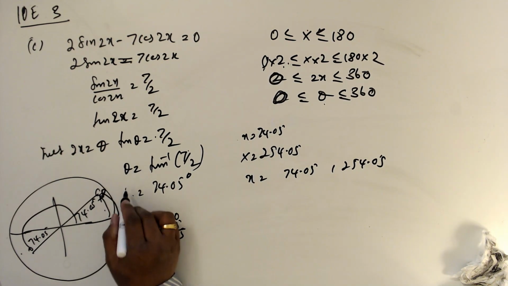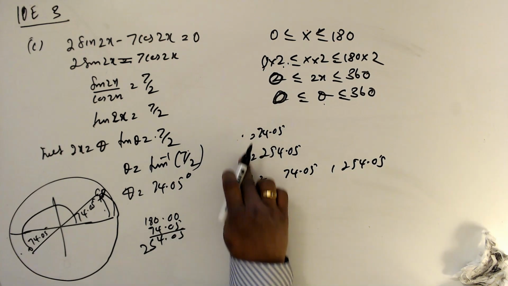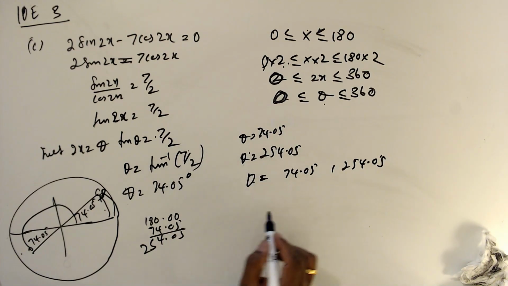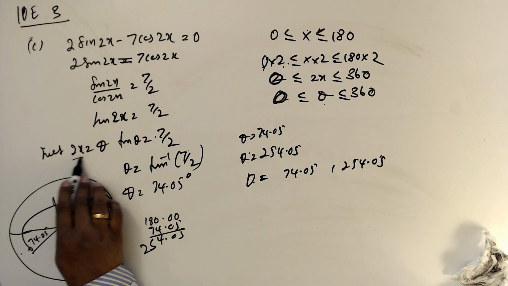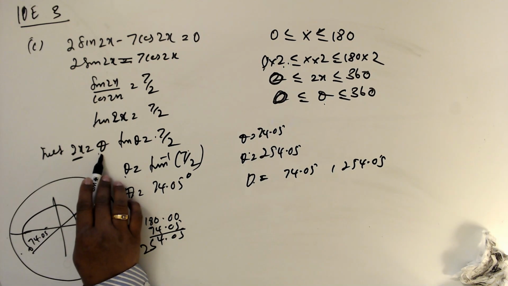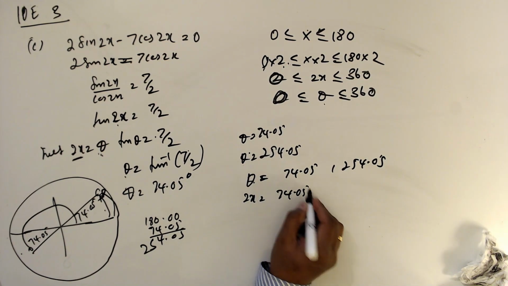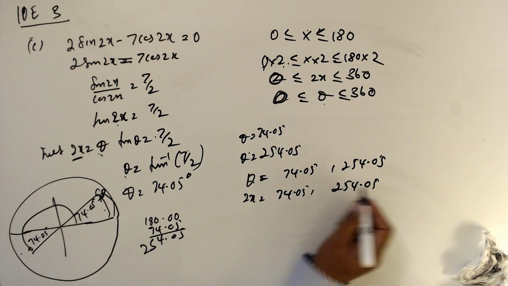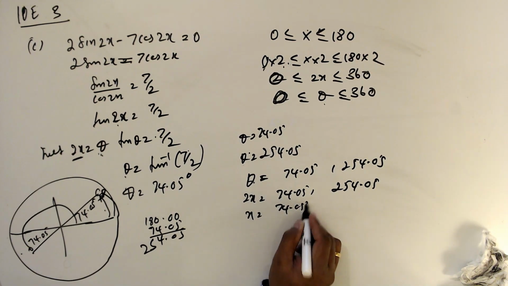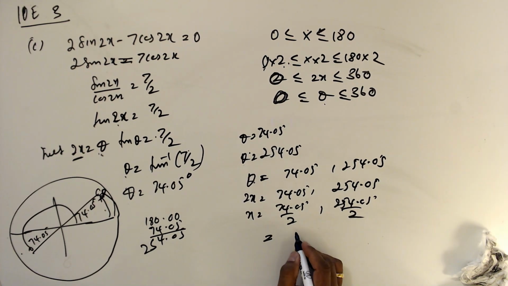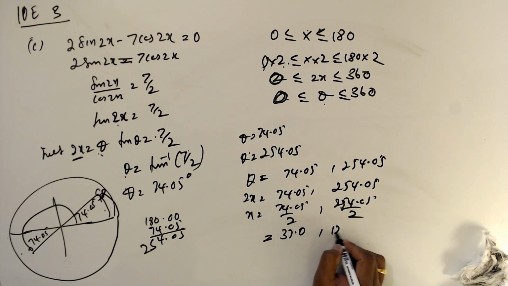This is not x, this is θ, so we take it as θ. We used x earlier, but now θ means 2x. There is no θ in the question; we introduced θ. The angle should be 2x. So 2x equals 74.05 and 254.05. So x equals 74.05 divided by 2 and 254.05 divided by 2. So this is going to be 37 and this is going to be 127 approximately.